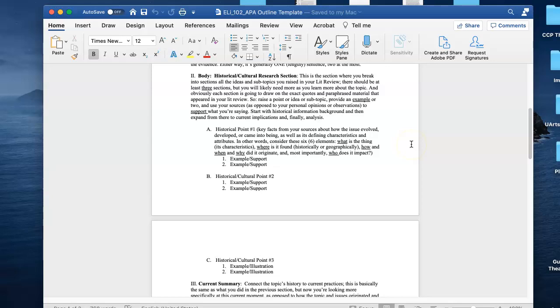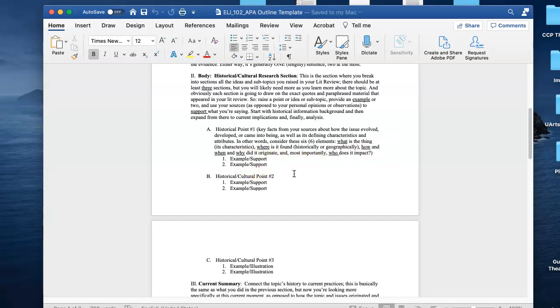What is the thing, this thing you're writing about? What is its characteristics? How would someone identify it? Where is it usually found, historically or geographically? How and when and why did it originate? And most importantly, who does it impact? You'll give us some examples.